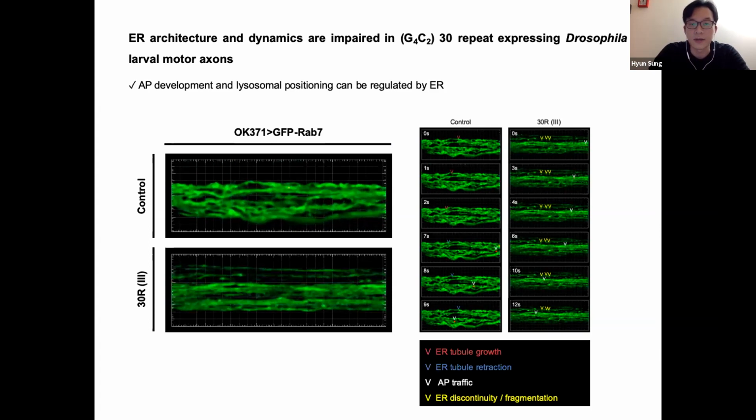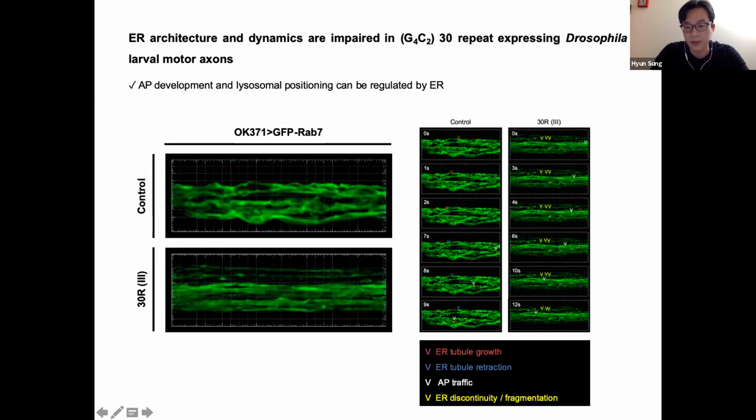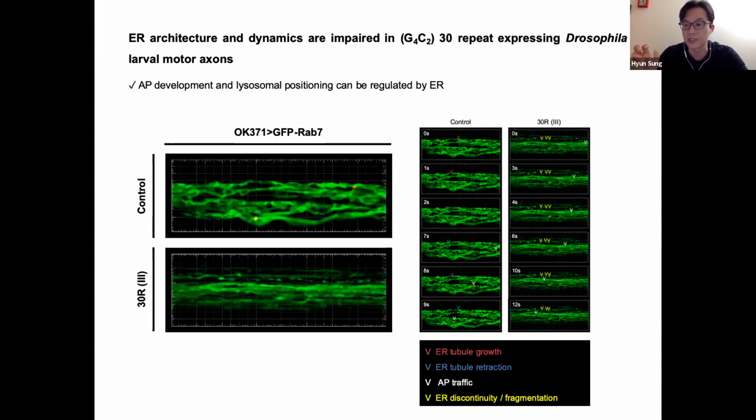So we checked the ER by using a signal visualization. Here is the time sequence imaging from the control, and this is the time sequence from the 30R repeats. There are some ER tubule growth and retraction in the control. But these dynamic phenotypes were quite rarely observed under this condition. And another very significant difference is that we do see ER discontinuity and fragmentation.